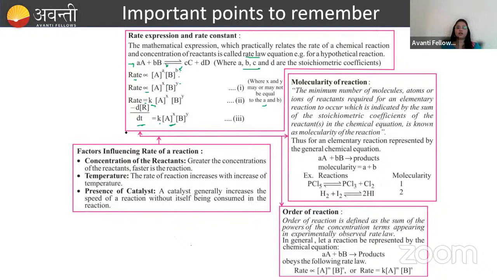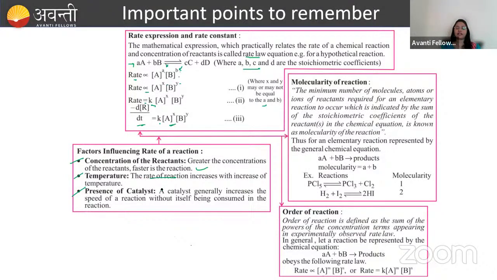Okay, next, the factors which affect the rate of reaction. There are three major factors which affect the rate of reaction. First is the concentration, next is temperature, then the presence of a catalyst. The greater the concentration of the reactant, the faster the reaction will be. Please remember this. Temperature: the rate of reaction increases. Just now we talked about the Arrhenius equation, right? If there is an increase in temperature, the reaction becomes faster. Why? Because the energy of the molecules present increases, and that's why as temperature increases, the rate of reaction increases.